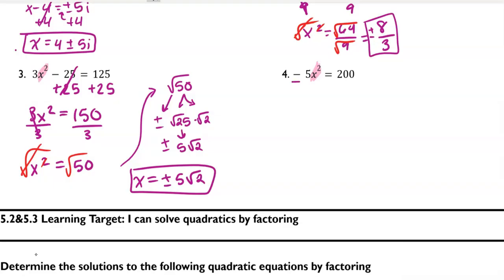All right, number 5, we divide both sides by -5. And 200 divided by 5 is 10, 20, 40. There we go, 40. And take the square root.